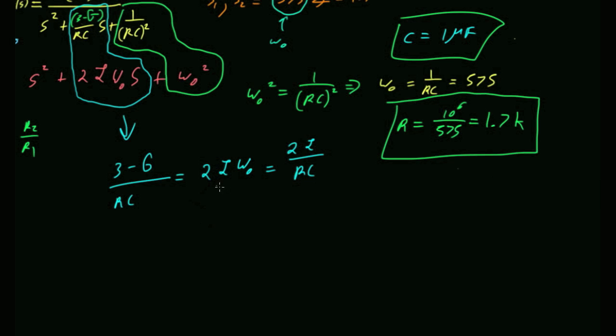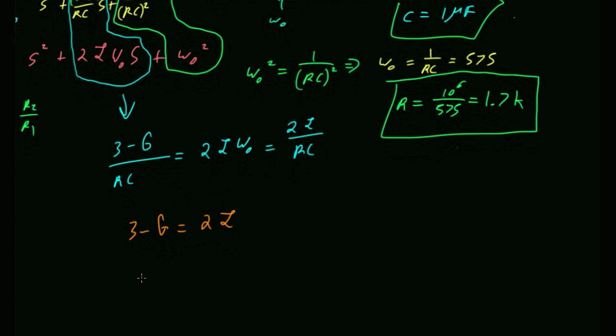Yeah. So I can set this equal to this. The RCs cancel. So that means my gain should equal 3 minus 2 zeta. Friends, this is ugly, but we're going to get to someplace useful.